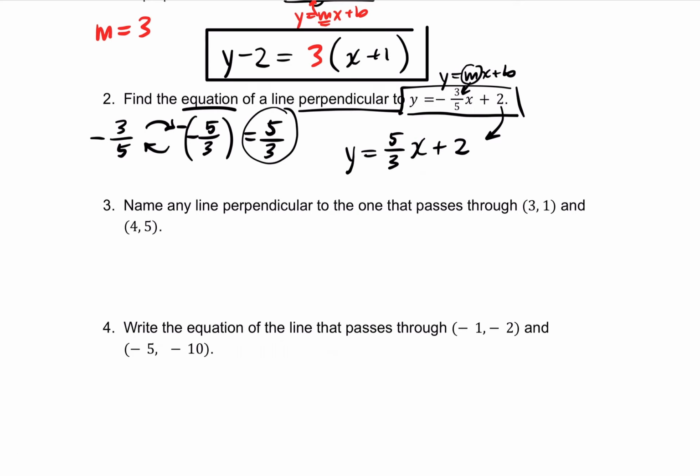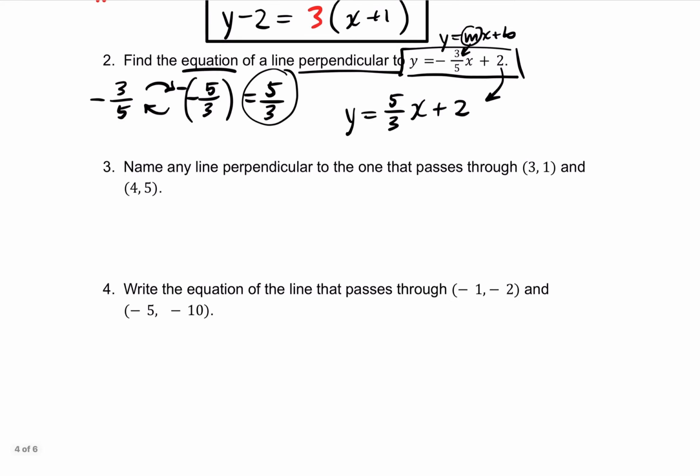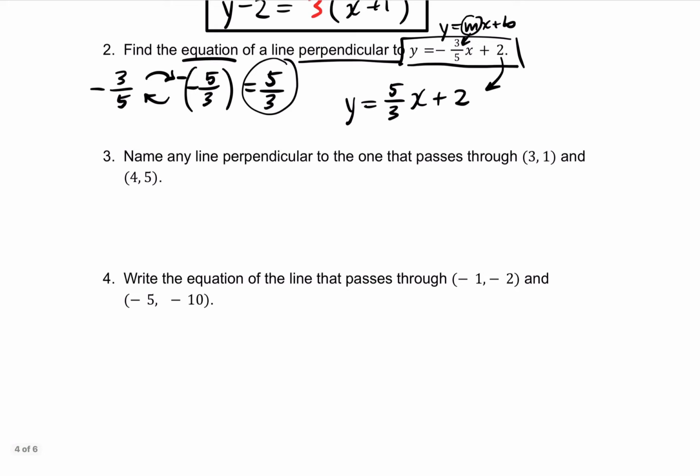So, similarly, if we continued on, let's see. To name any line perpendicular to one that passes through this point and this point. So first of all, we need to know a line that passes through those points, or at least we need to know the slope so we can find a line perpendicular to that one.